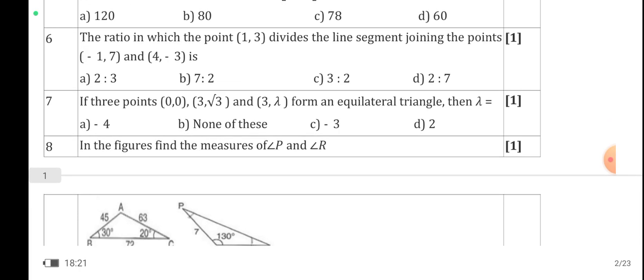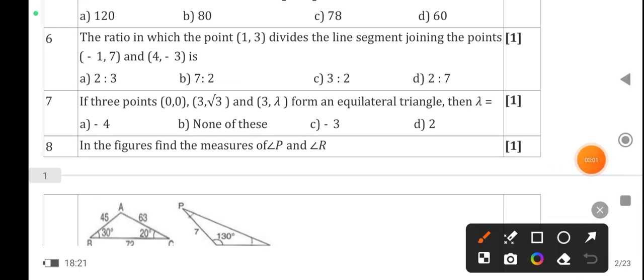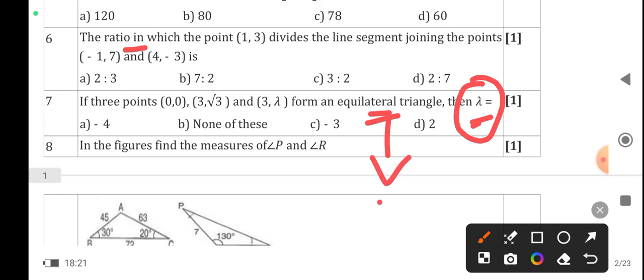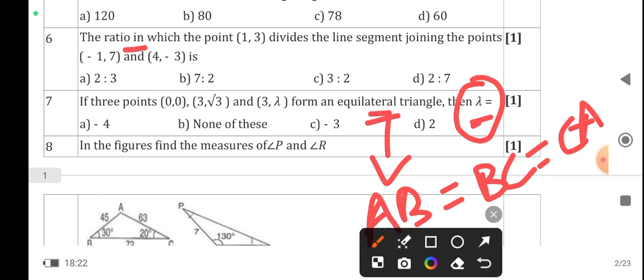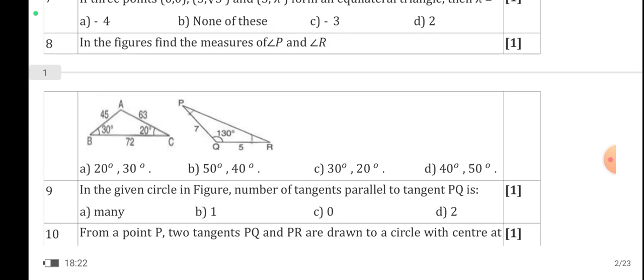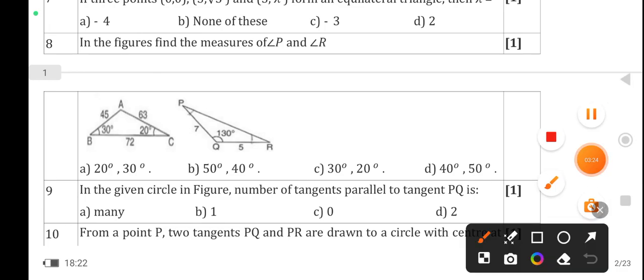Anyway, we'll discuss. Question number 6, coordinate geometry. They are talking about the ratio, so you apply the section formula. They said it's an equilateral triangle and we want to find the value of lambda. We all know in an equilateral triangle all 3 sides are equal: AB equal to BC equal to CA. Then question number 8, they have asked to find the measures of angle P and angle R.